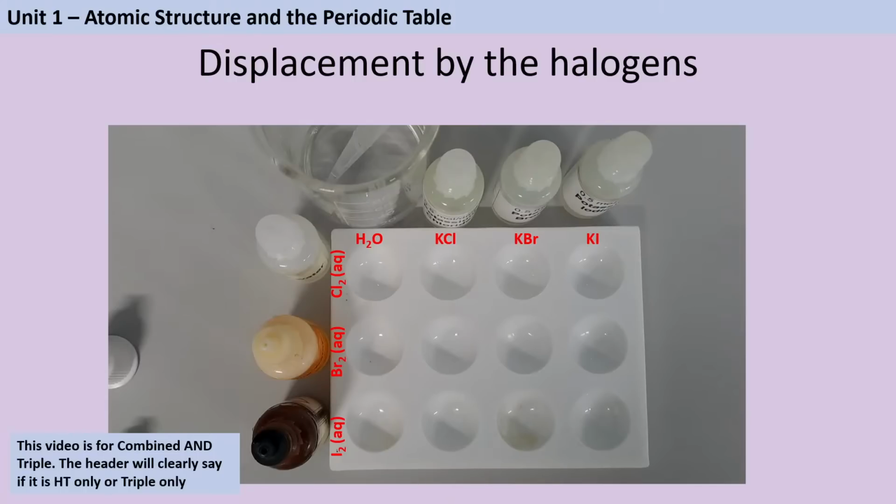Yes, metal chloride is a type of salt. All ionic compounds are salts. Yes, everything we've done so far has been combined. We're about to get to some triple, and at that point the header at the top of the screen will go green.